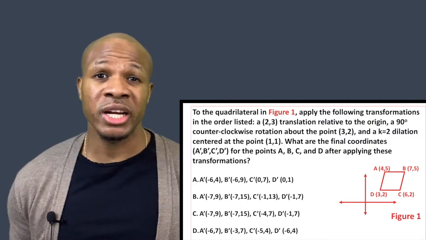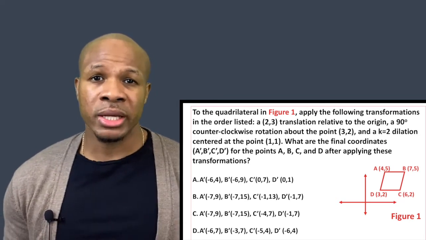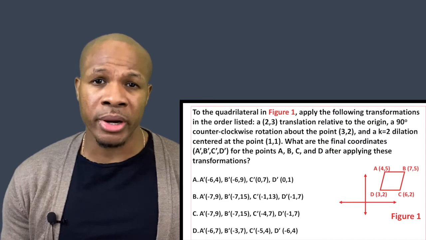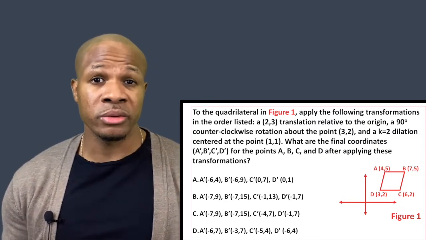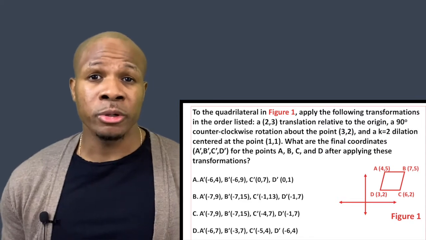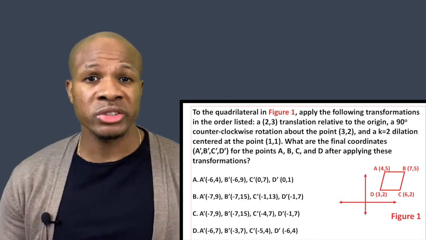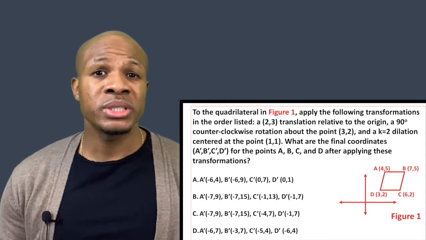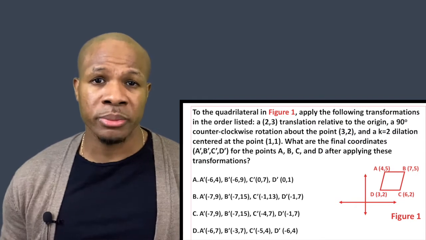Okay, so this question, they're asking us to do a lot, but we got this, right? We're given a quadrilateral, and in this case, it's just a parallelogram. Now, when it comes to keeping track of the shape, all we have to do is keep track of the vertices. And the vertices are labeled A, B, C, and D. Once we're done with all the transformations, they're going to have different names, A', B', C', and D'. So let's go ahead and do these transformations one by one.